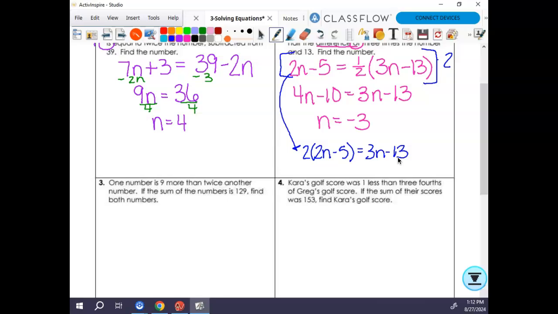And that might be safer because one of the things with clearing the fractions is forgetting to do every single term, and that'll just kill you every time. And you're not the only one, I'm sure. I mean, I'll make that mistake too. It's just a mistake. Okay, we all good with that?